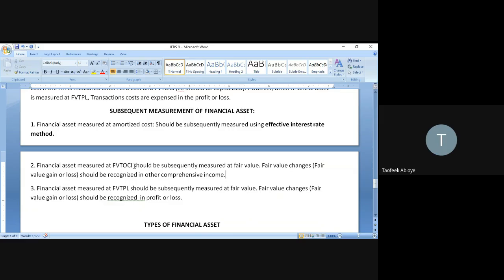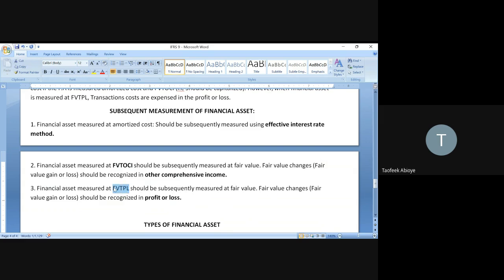So if it is fair value through OCI, we will recognize it in OCI. That 2 million naira will be taken to OCI. But if it is P or L, that 2 million naira will be recognized in the P or L. And that is the difference. So fair value through OCI, we recognize the gain in OCI. Then fair value through P or L, we recognize the gain in P or L.